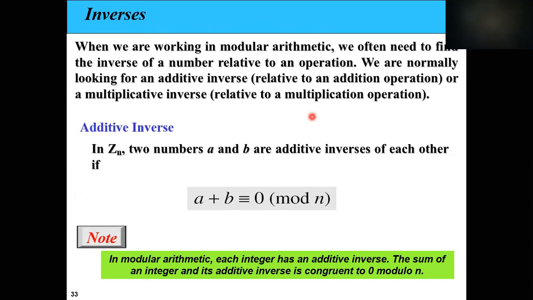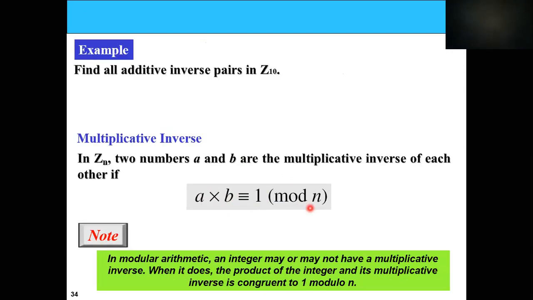Now inverses. In modular arithmetic, dear student, there are additive inverses as well as multiplicative inverses. Two elements are additive inverses of each other if, when you add them, they are congruent to 0 mod n. In that case, A and B are additive inverses of each other. In case of multiplicative inverse, if you multiply A and B and the product is congruent to 1 mod n, then A and B are multiplicative inverses of each other.